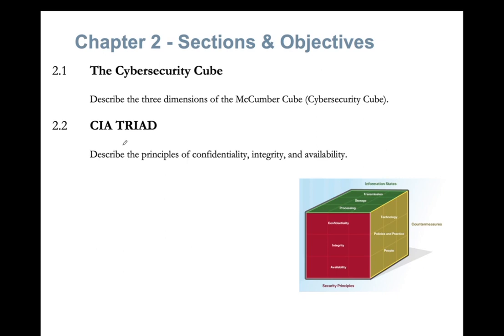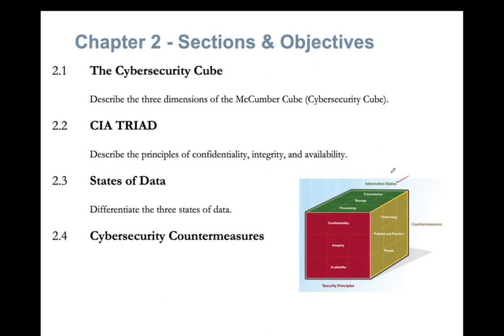The second dimension identifies the three states of information or data. The third dimension identifies the expertise required to provide protection. These are often called the three categories of cybersecurity safeguards, the countermeasures, or what we call the cybersecurity safeguards.